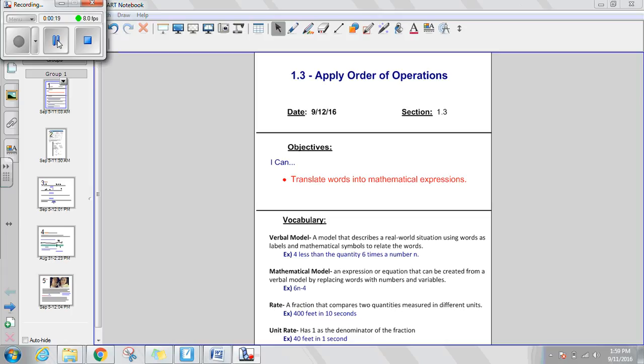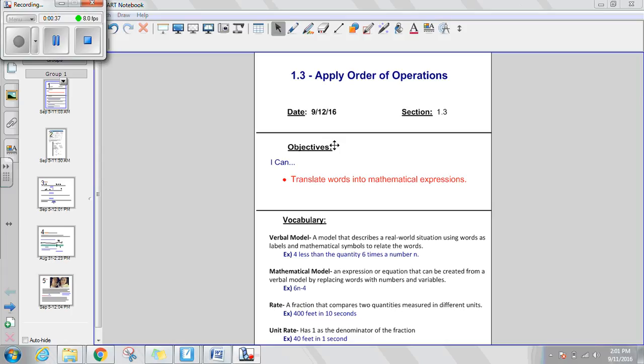Please be sure, if you need some more time to write, especially on this vocabulary part, that you pause the video as you need. Take that time to write and just resume it once you're done. So our first vocab word, our goal for today, our objective, is to translate words into mathematical expressions.